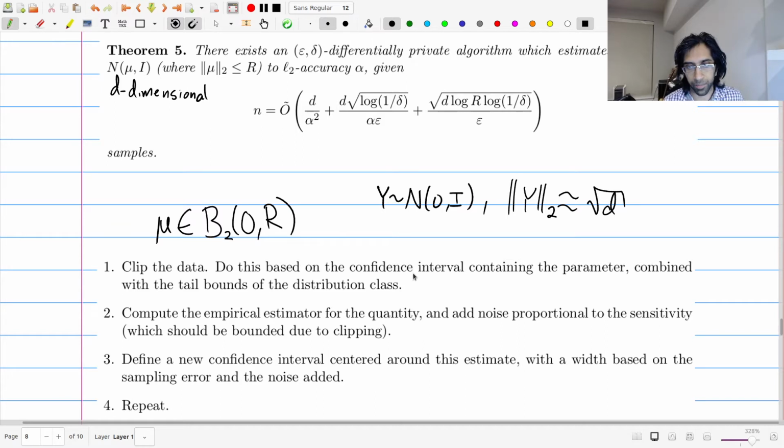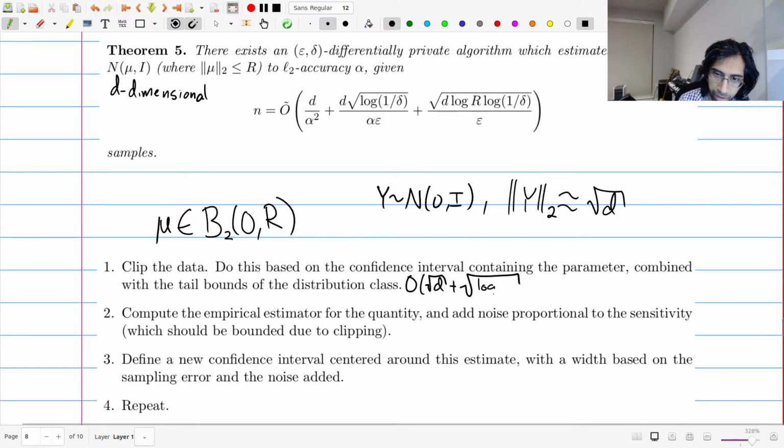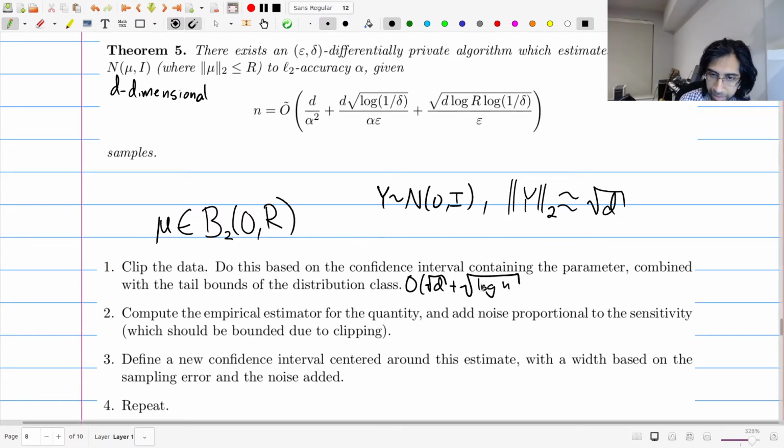So, okay, all we're saying here is that the points will be about square root d away, far from the mean, and therefore we have to grow this ball by square root d. In particular, we'll have a tail bound saying that we have to clip at not just square root d, but O of square root d plus square root log of n. Similar to before, we have to take a union bound to account for all of the points.